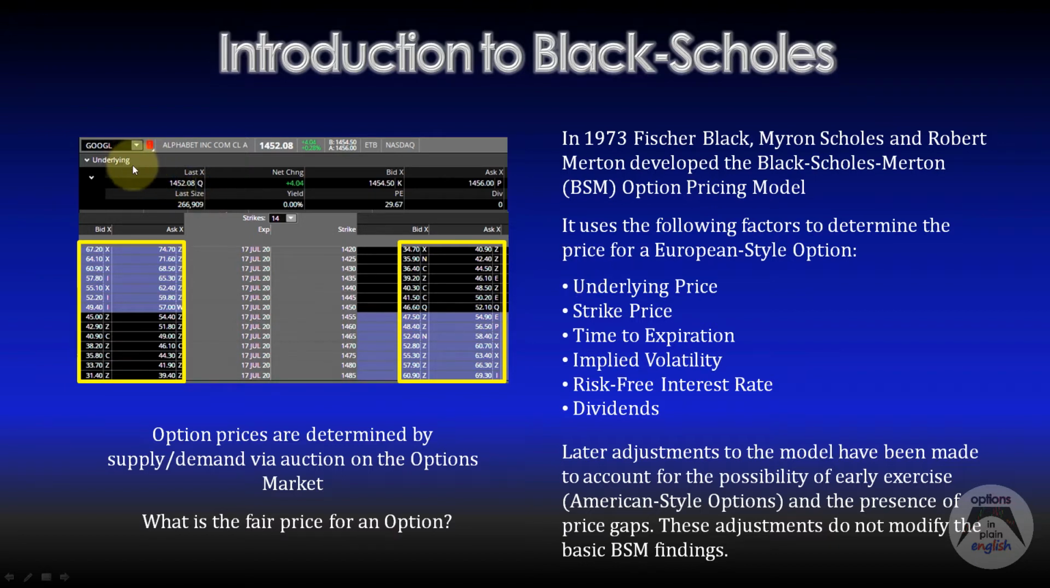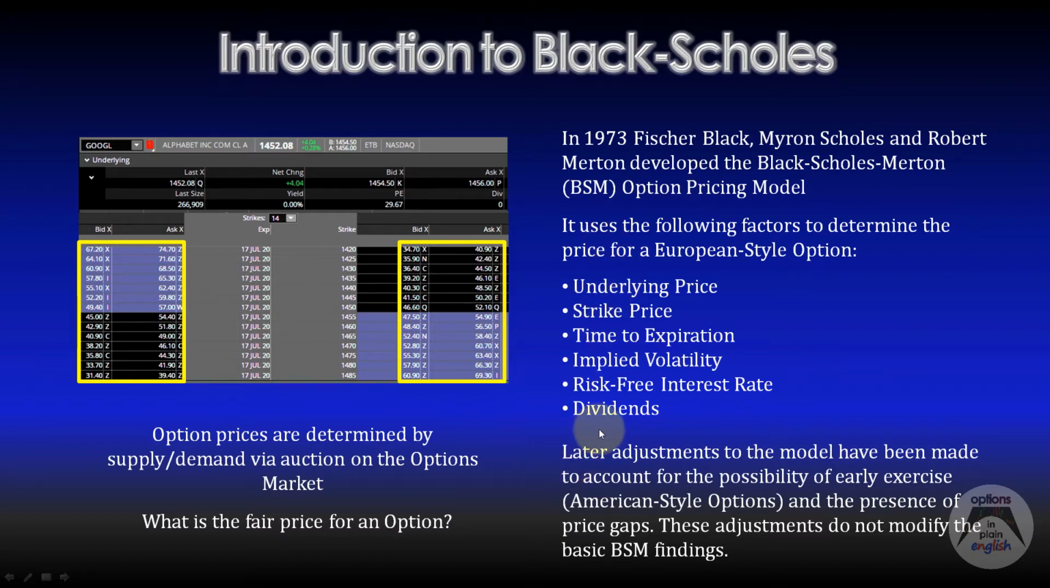For example, here, the underlying is trading at $1,452. What is the fair price for a call at the strike price of $1,470? Why is it anywhere between $38 and $46? Why is it not $100, $1,000? Why is it not $1? Well, Fischer Black, Myron Scholes, and Robert Merton developed this option pricing model to get a good understanding of what the fair price of an option was, considering all these factors.